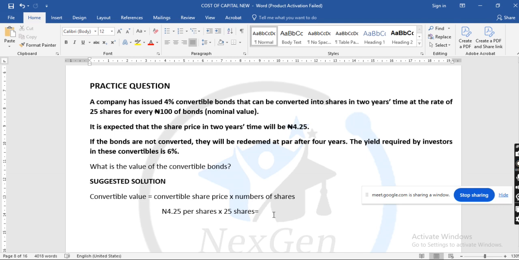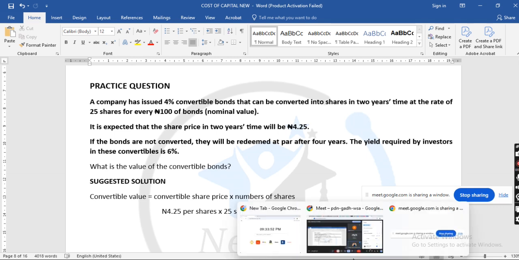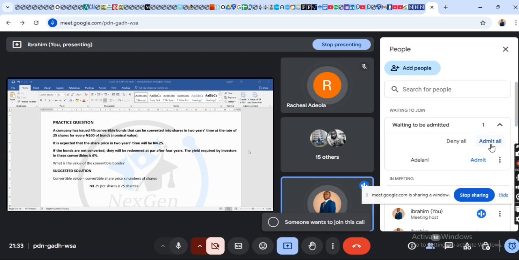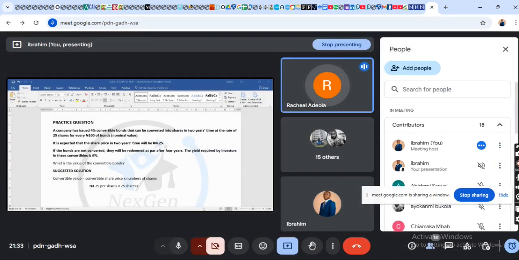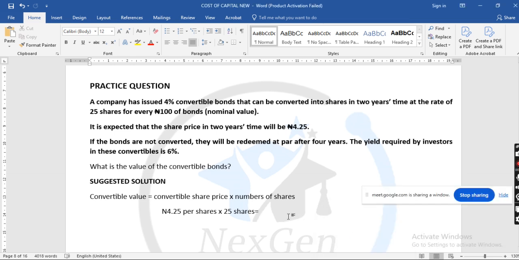Times what? So what do we have, class? When you multiply, what do we have? 106 naira 25 kobo. Okay, 106, 106, 106, right? Now, this is the value of the convertible.